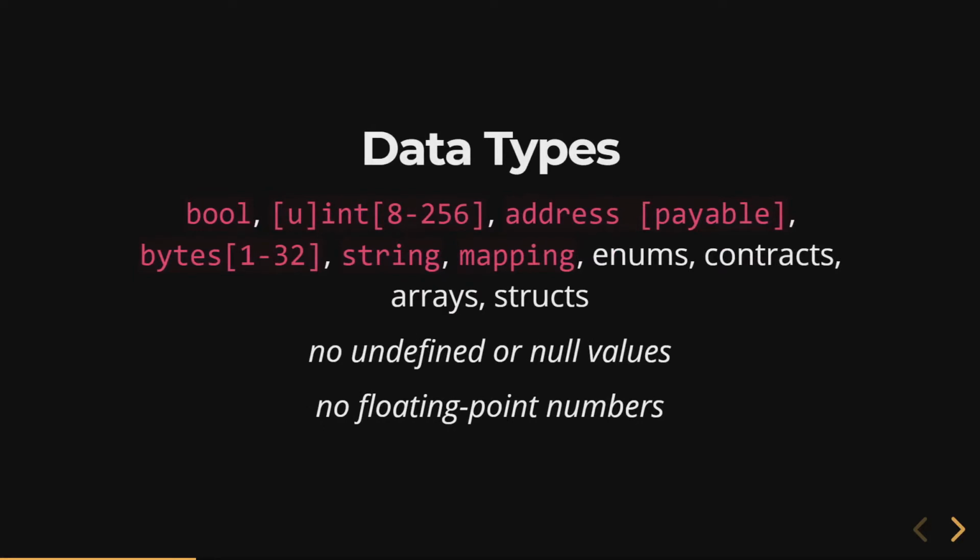And here we have a bunch of different data types. Booleans, unsigned integers that can range from 8 to 256 bits. Addresses, which can be payable. Addresses, obviously Ethereum addresses, something that you can send money to, or maybe that holds a contract or something like that. You can have byte arrays of varying sizes, strings, mappings, which we saw in the last session. Mappings are like hash maps, hash tables, dictionaries. It's Solidity's version of that associative array type data structure. Enums, contracts, arrays, structs, etc. There are no undefined or null values and no floating point numbers yet.